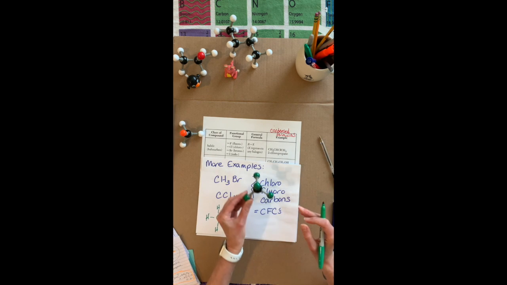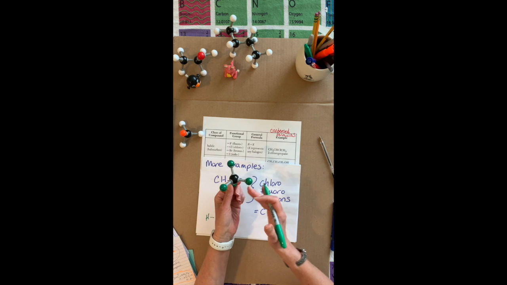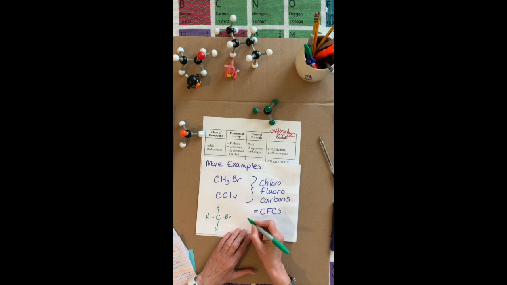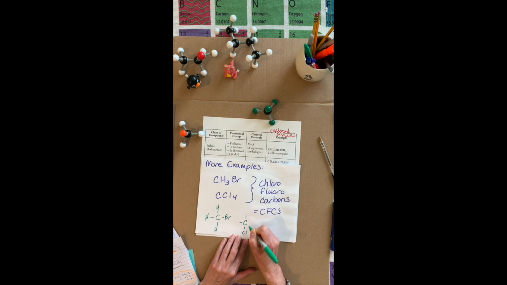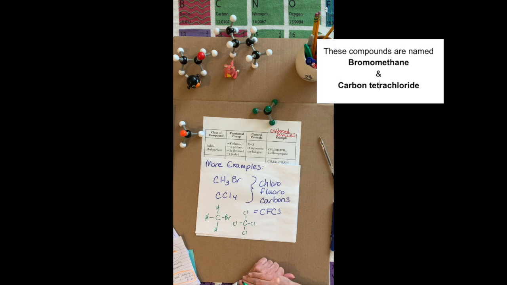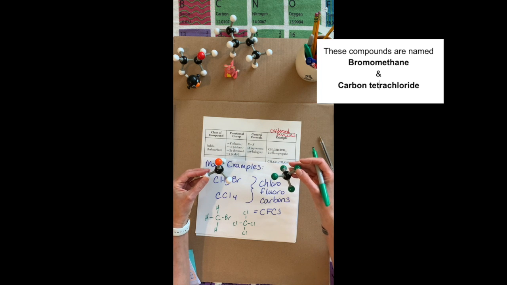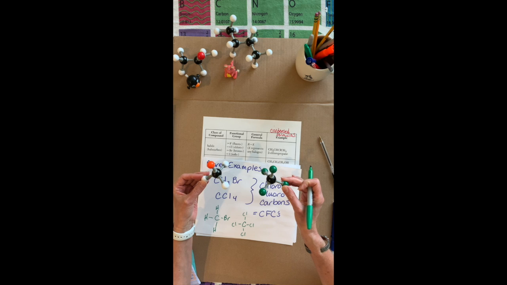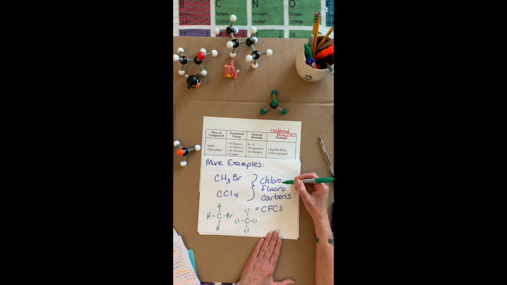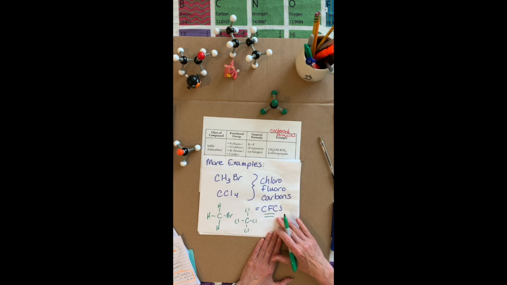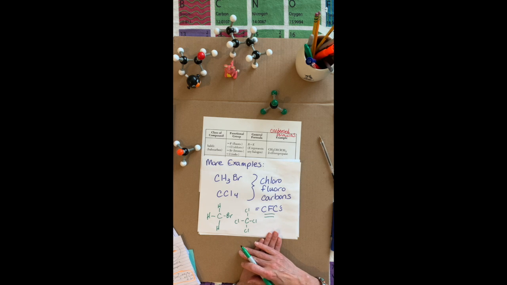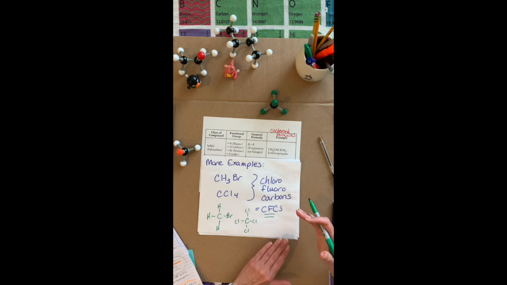Now we have CCl4, a carbon with all chlorines attached to it. I could draw that out as such. And if you recall, by the way, from a few lessons ago, these are tetrahedral shaped compounds. These belong to what we call chlorofluorocarbons, and you may have heard of these in the past. CFCs is the abbreviation for chlorofluorocarbons, and CFCs are notorious for, what is it? For destroying the stratospheric ozone layer.